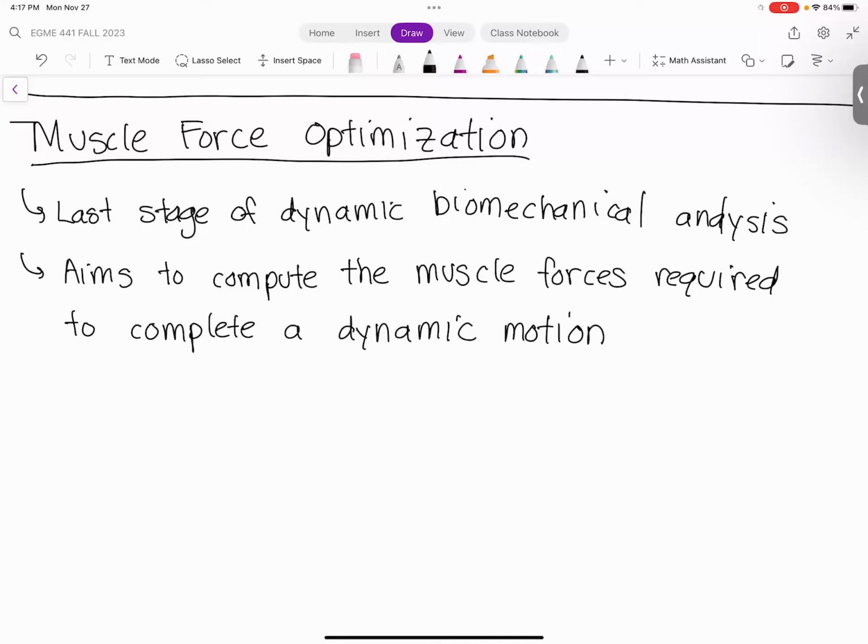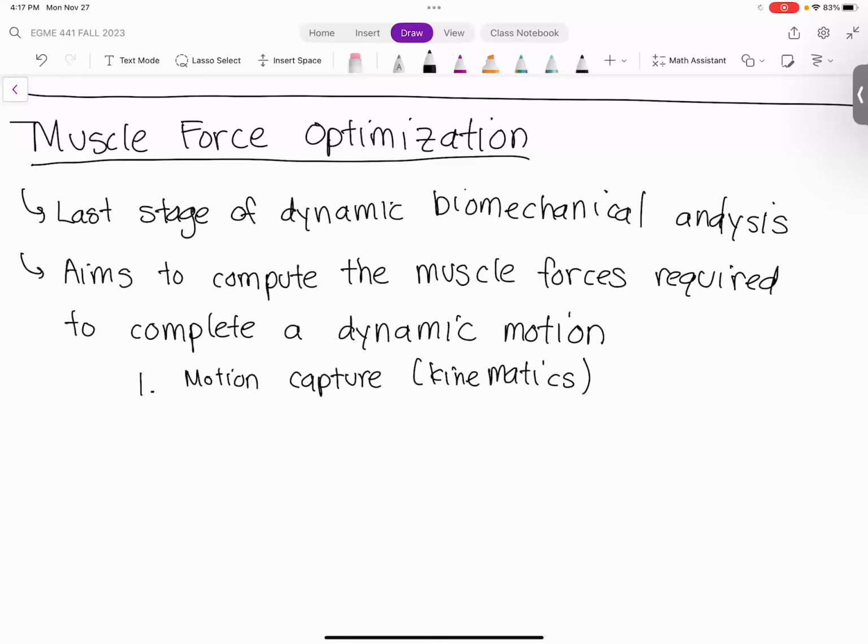Because we've been going over a 3-step process up until this point, right? The first being motion capture, or kinematics. Remember the point of motion capture is to take a motion and quantify that motion, or record and get the data for a certain motion. That takes the form of the joint angles, joint velocities, and joint accelerations as a function of time.